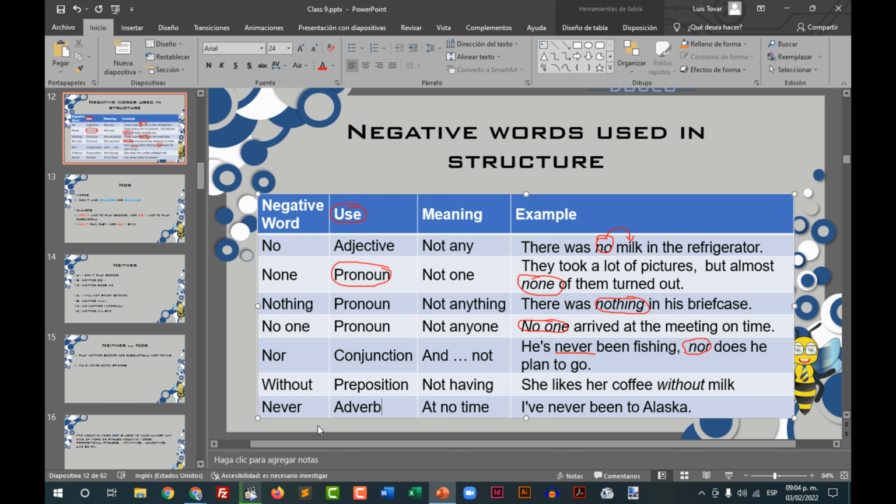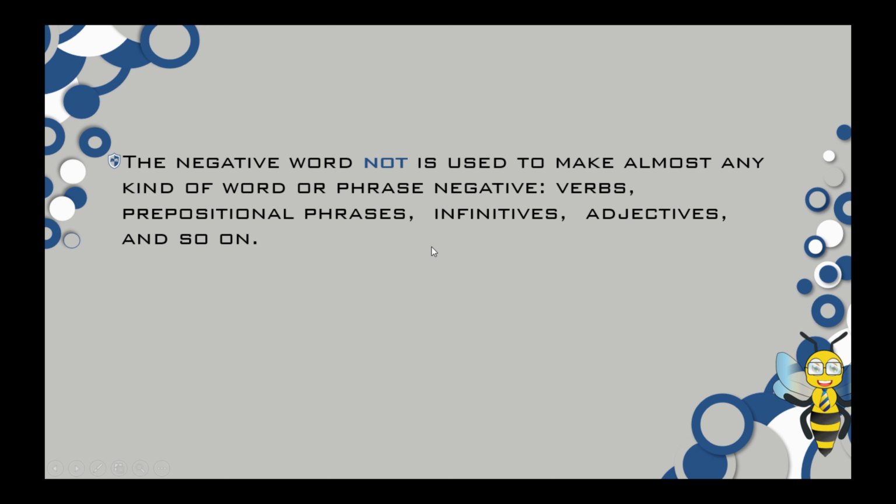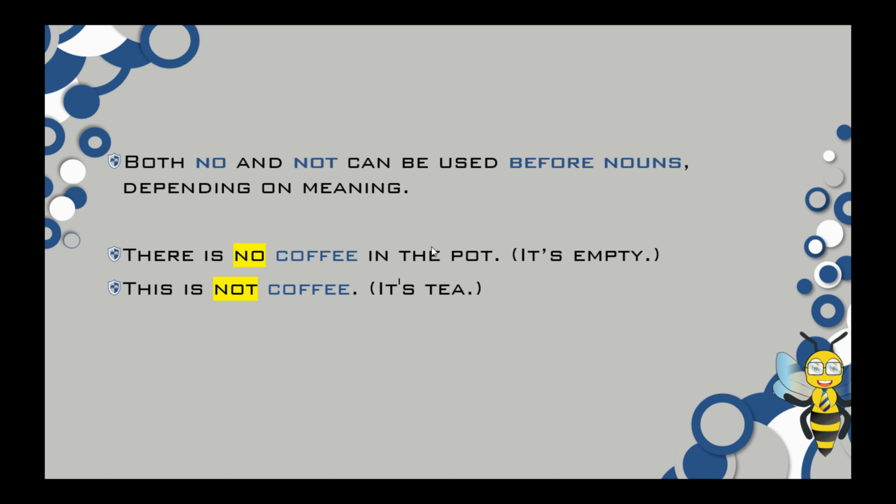Now, the negative word not is used to make almost any kind of word or phrase negative. Verbs, prepositional phrases, infinitives, adjectives, and so on. Normally, we use not for everything. Both no and not can be used before nouns, depending on the meaning. For example, there is no coffee in the pot. It means that it is empty. Or this is not coffee, it's tea. So what's the difference here? Here the word no. The difference.